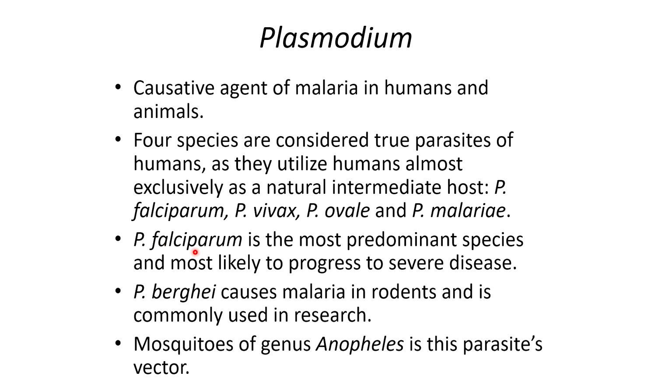P. falciparum is the most predominant species that infects humans, and it's the one that's most likely to progress to severe disease. There's another Plasmodium species known as P. berghei that causes malaria in rodents, and it's most commonly used in research, so it's very useful in finding new treatments for malaria. Mosquitoes of the genus Anopheles are the parasite's vector.